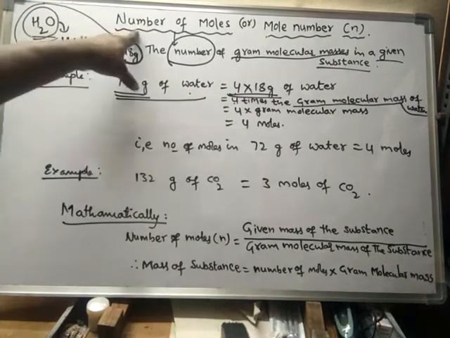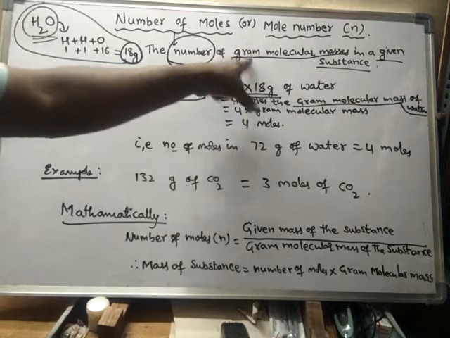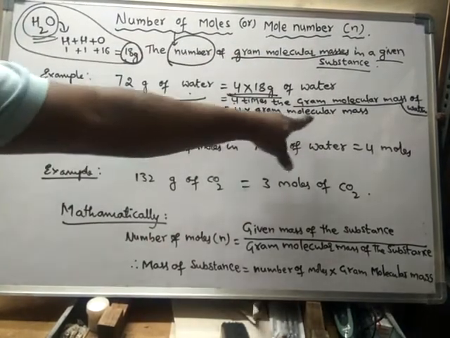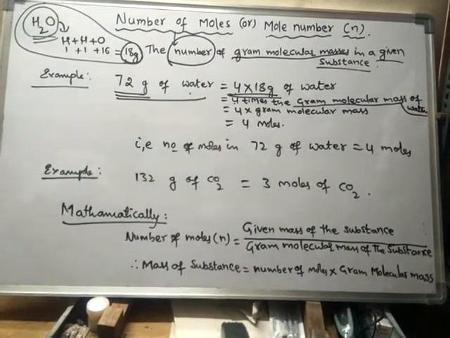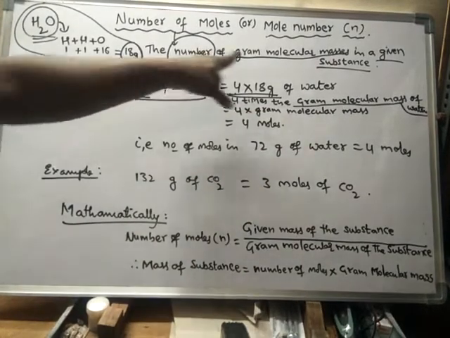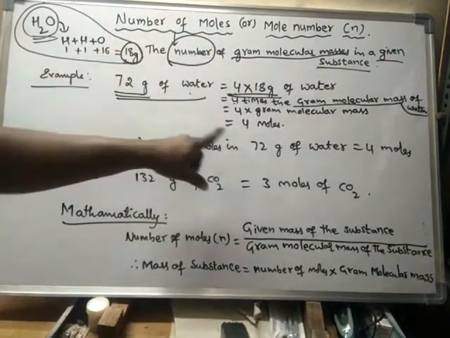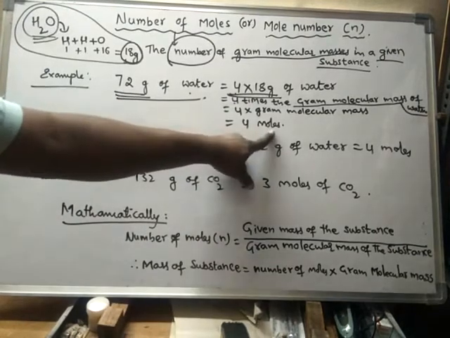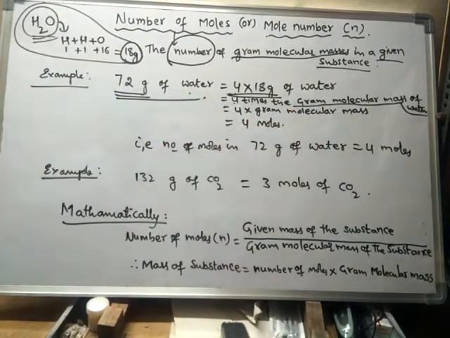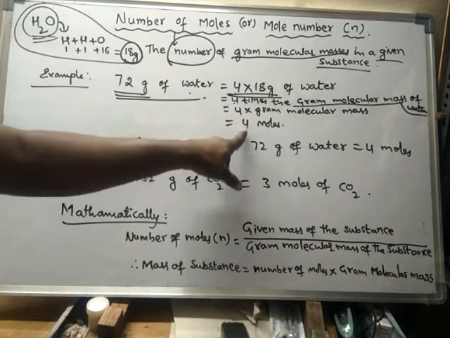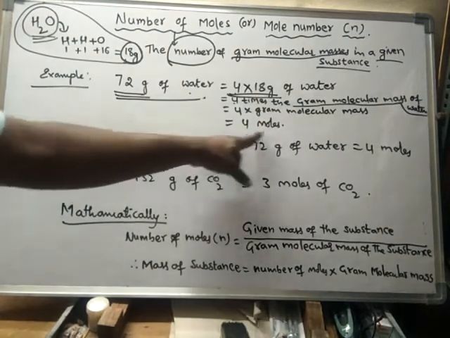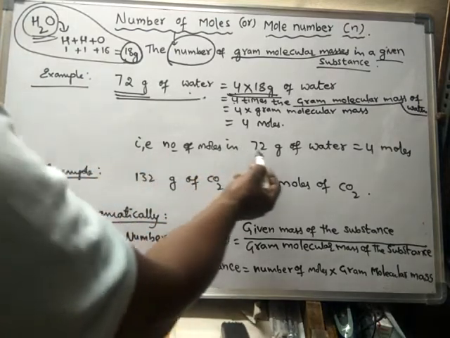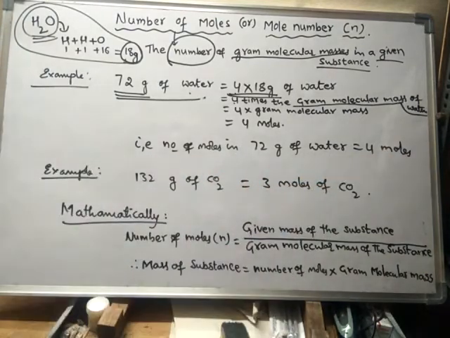Already, number of moles is nothing but the number of gram molecular masses. So 4 gram molecular masses means 4 moles. So 72 grams of water is equal to how many moles? It is equal to 4 moles, because 4 gram molecular masses, hence 4 moles. 72 grams of water contains 4 moles.